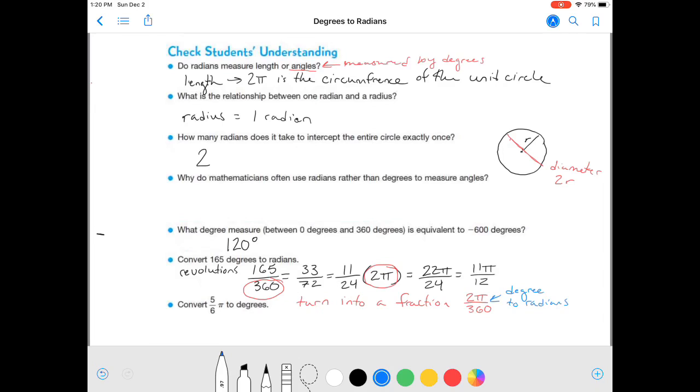So what are we going to do if we want to do radians to degrees? We're going to do the inverse. That's going to be 360 over 2 pi. That's what we're doing here in this next problem. We have 5/6 pi that we need to convert into degrees. So we're going to do 5 pi over 6 times 360 over 2 pi.